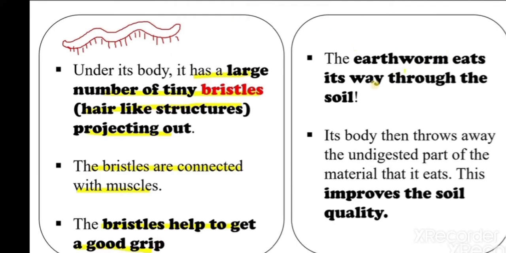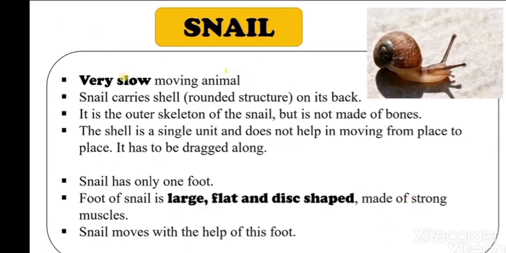Now the earthworm eats its way through the soil. Its body then throws away the undigested part of the material that it eats. This improves the soil quality. The earthworm is also called the farmer's friend. Okay, we will now study about the snail.